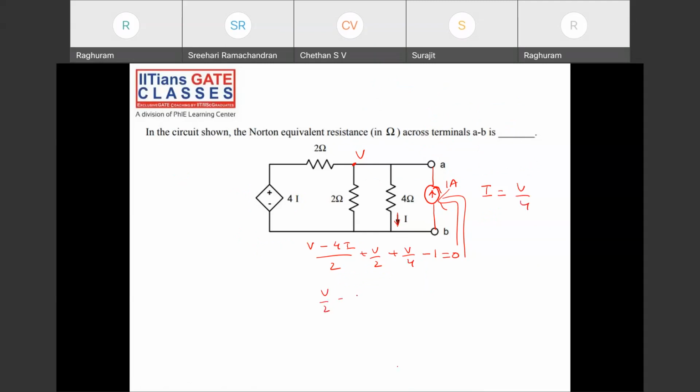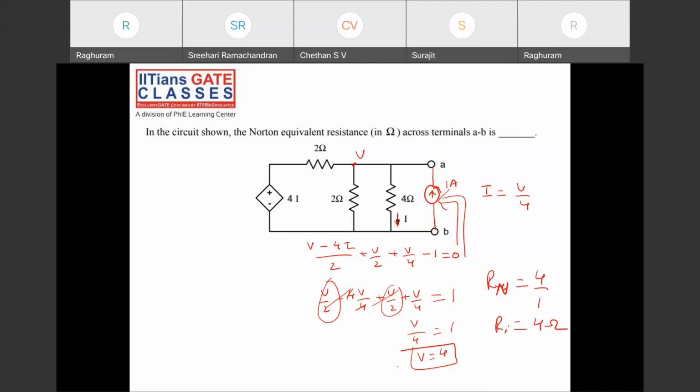So V by 2 minus 4 into V by 4 plus V by 2 plus V by 4 is equal to 1. So V by 2 plus V by 2 is V minus V. So V by 4 is equal to 1. V is equal to 4. Right? So R Norton is equal to 4 by 1, 4 ohms.